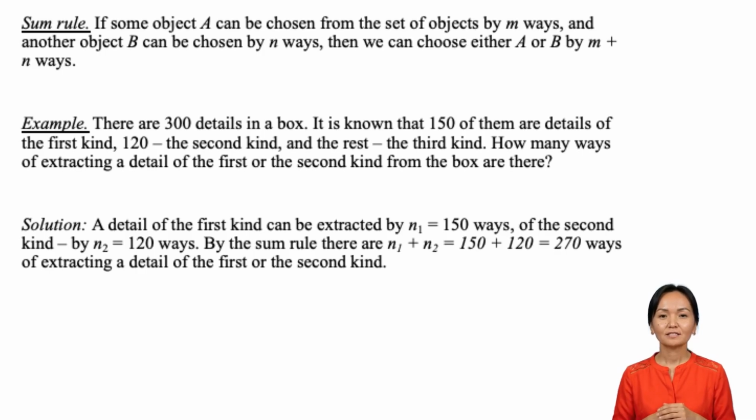To illustrate this, consider a box containing 300 details with 150 of the first kind, 120 of the second kind, and the rest of the third kind. If we want to know how many ways we can extract either a detail of the first or second kind, we simply add the number of ways to extract the first kind, which is 150, to the number of ways to extract the second kind, which is 120, giving us a total of 270 ways. The sum rule is incredibly straightforward, but it's used constantly in combinatorial problems. It applies whenever you're faced with an either-or situation where you need to choose one option from multiple distinct categories.